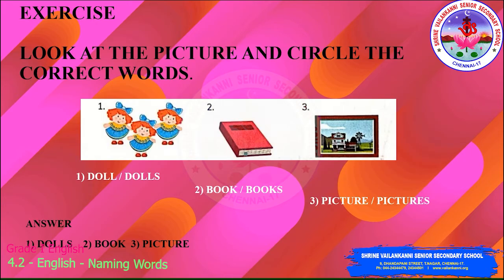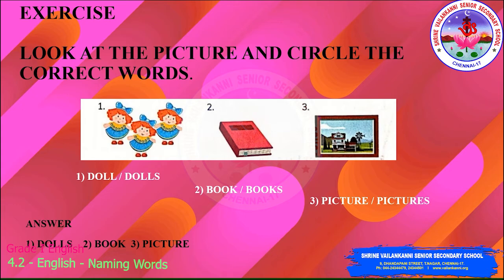So let us see some exercise questions. Look at the picture and circle the correct words. In the first picture, we have a doll. First we need to count how many dolls we have. Here we have 3 dolls, which means that it is more than one in number, so you need to select the word which ends with s. In that case, the second word, dolls, D-O-L-L-S. We need to select that option, and that option is the correct one.